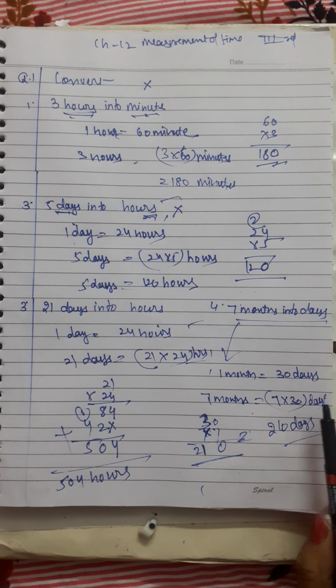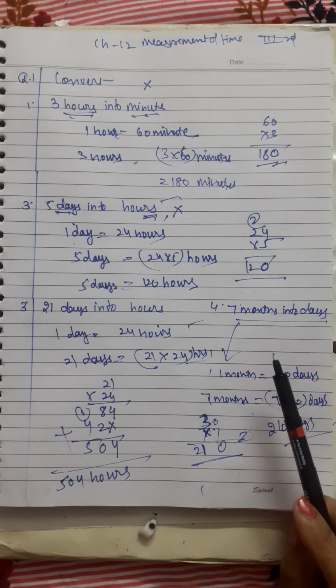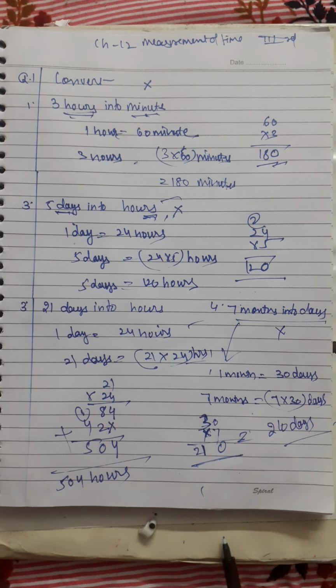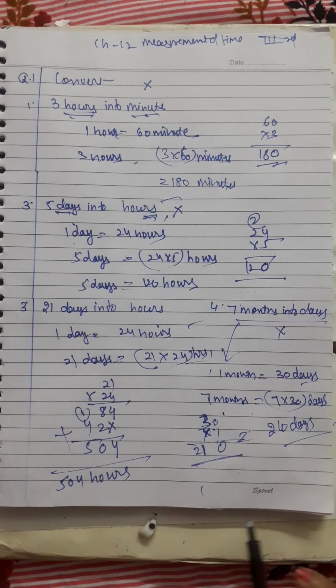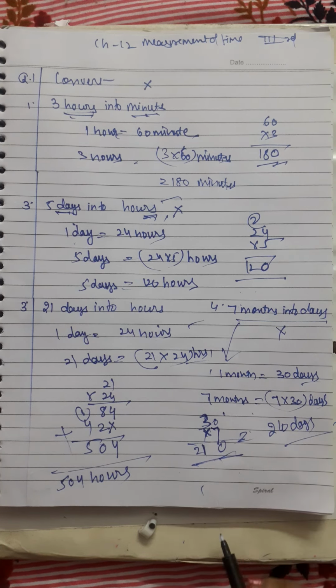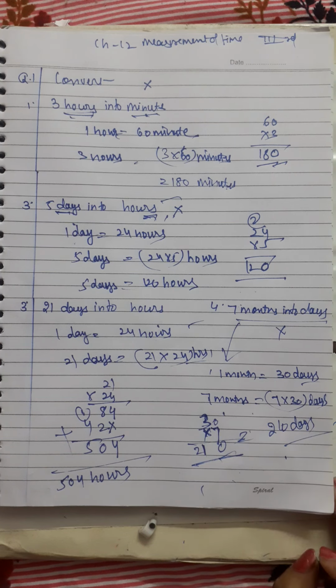To convert months into days, month is the bigger unit and days is the smaller unit, so we have to do the multiplication. 1 month has 30 days, so 7 months, 7 is multiplied by 30. 7 times 0 is 0, 7 times 3 is 21. So 7 months is equal to 210 days.